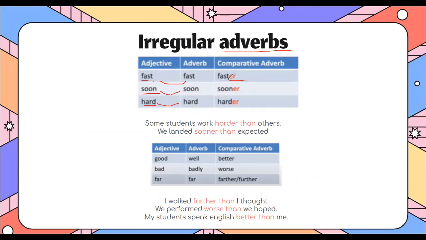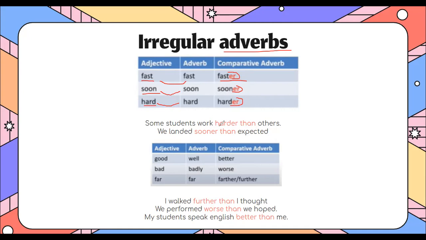But when we compare, we're gonna add the er. Very similar to the comparative adjective. So I would understand that you get confused, but believe me, they are working differently because what they're doing is comparing verbs, right? They are comparing actions.